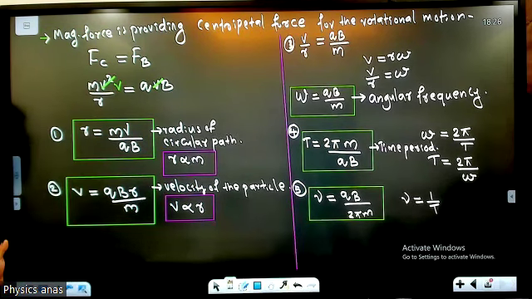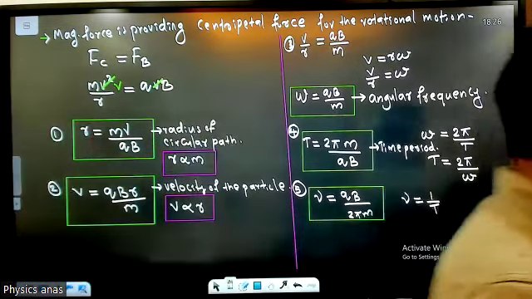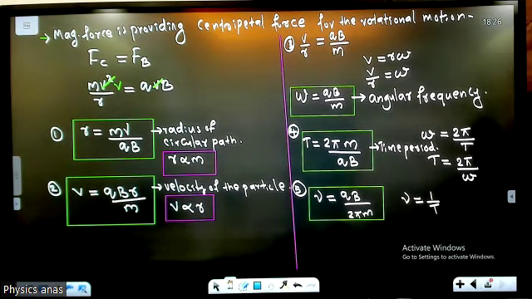Then there is velocity. What is velocity? v is equal to qBR by m. That is the velocity of the particle. The velocity will be directly proportional to the radius.